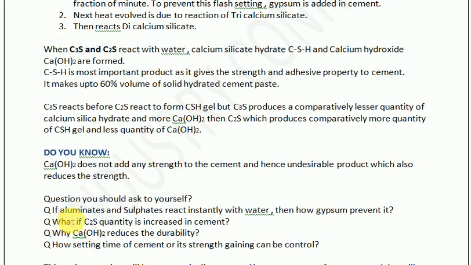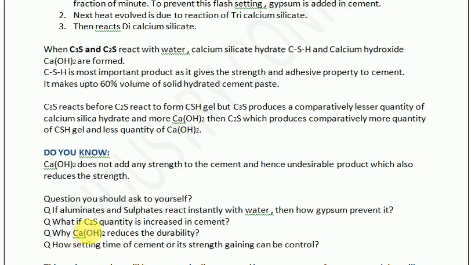Now let us ask some questions to ourselves based on these reactions which we have just studied. If aluminate and sulfate react instantly with water, then how does gypsum prevent it? How does gypsum prevent the immediate reaction between the aluminate and water? How does it behave as a retarder? We need to understand this.